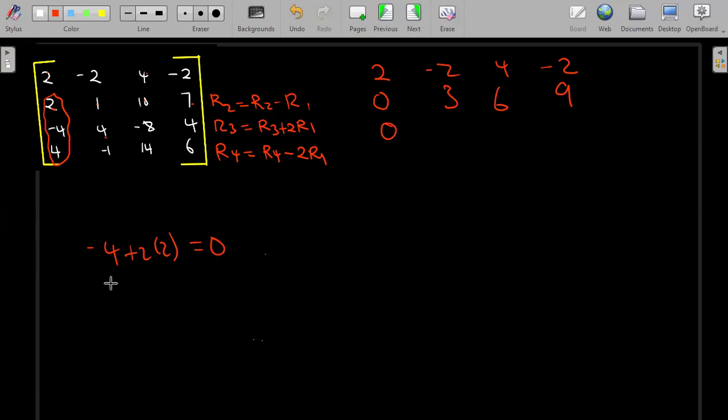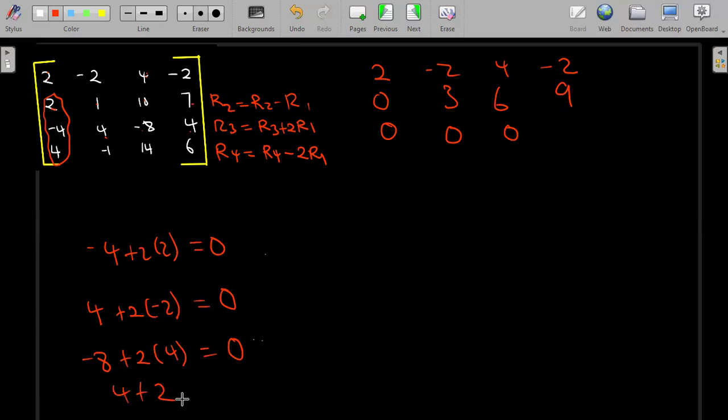Going to the next entry, 4 plus 2 times minus 2 will also give me 0. Then I have minus 8 plus 2 times 4 in row 1, so this will also give me 0. And then I have 4 plus 2 times minus 2, which also gives me 0. So this whole row becomes 0, 0, 0, 0.